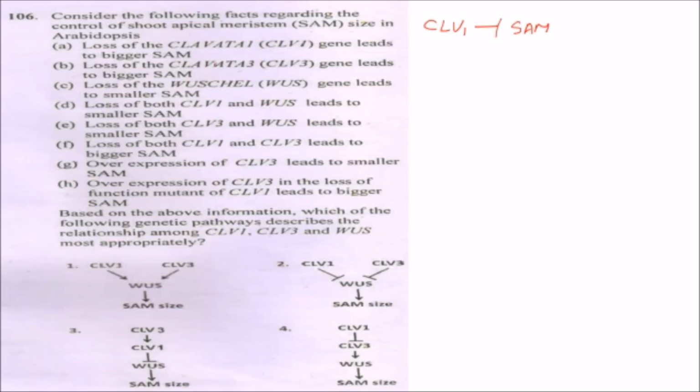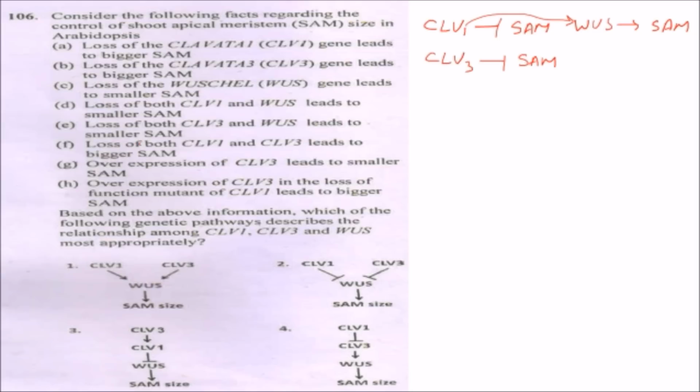Next statement is loss of CLV3 gene leads to a bigger SAM, again it is a negative regulator of the SAM size. Third statement, loss of WUS gene leads to a small SAM size. It means WUS is positively regulating the SAM size. Fourth statement, when CLV1 and WUS are lost it leads to a small size, it means CLV1 has some negative regulation on WUS also, because of which a small SAM is produced.